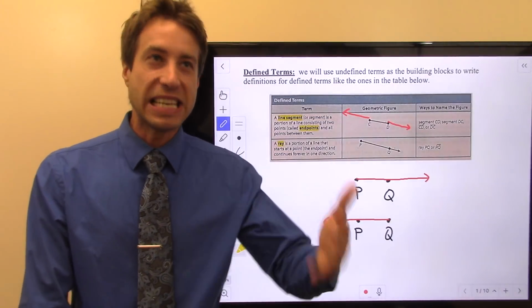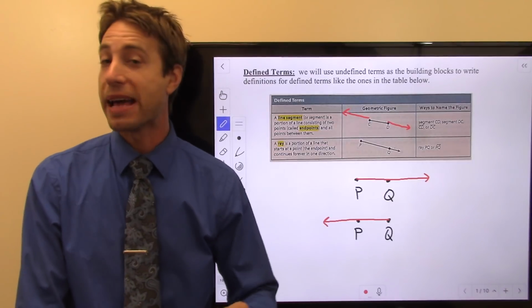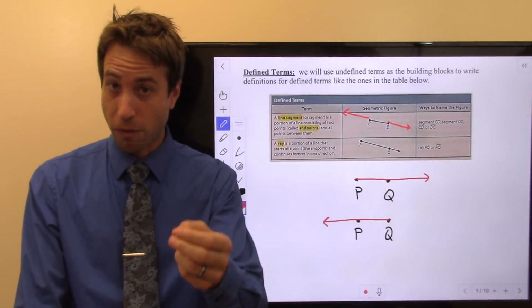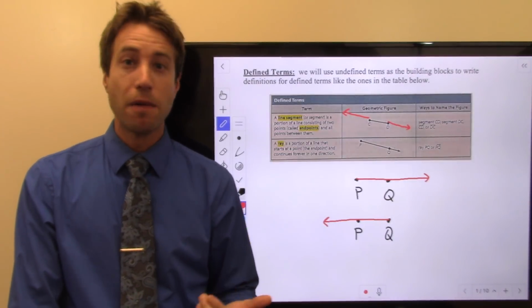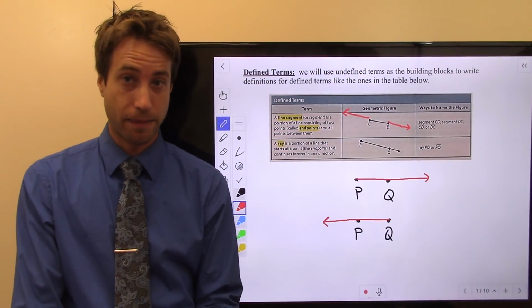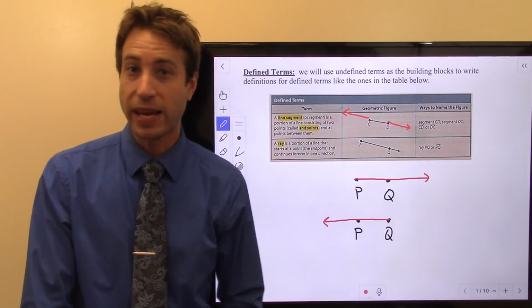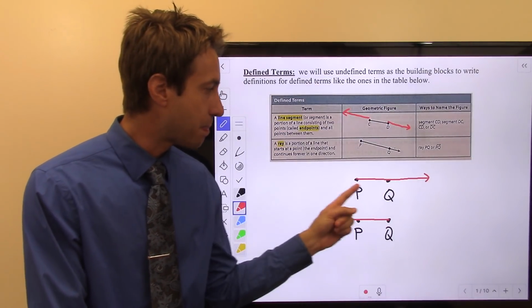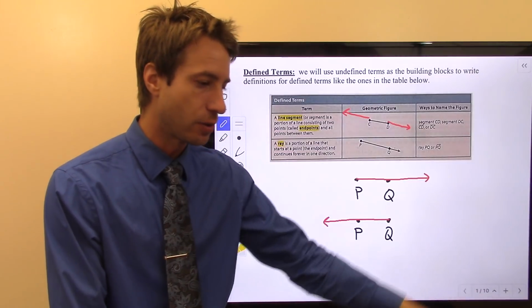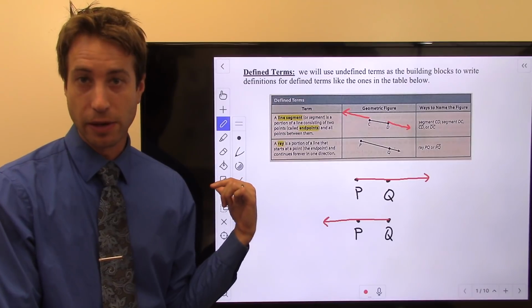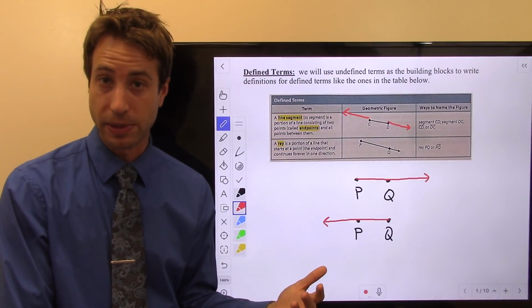Hopefully, your initial knee-jerk reaction may have been, yes, those are the same ray. But actually, if you were to think about it for a second, hopefully you caught this looking at them, they're not the same ray. And why not? Well, they go in opposite directions. The ray PQ is headed off to what would be your right. The ray QP is headed off to the left.